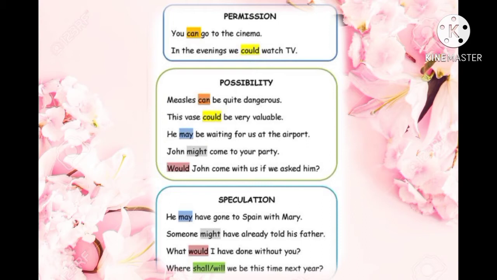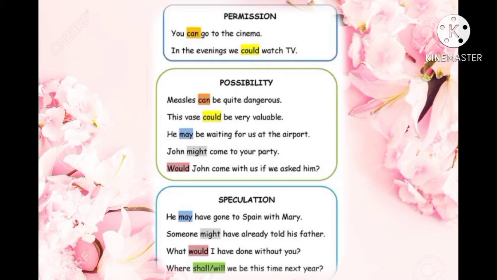Another one is, in the evenings we could watch TV. That is also granting permission. You can also ask for permission when you are using modal verbs. For example, may I enter the classroom? Can I enter the classroom? Could I enter the classroom? What is the difference between all these words is that the level of formality is the difference.